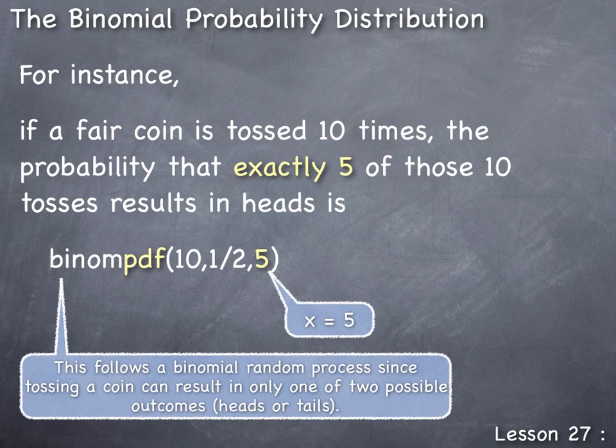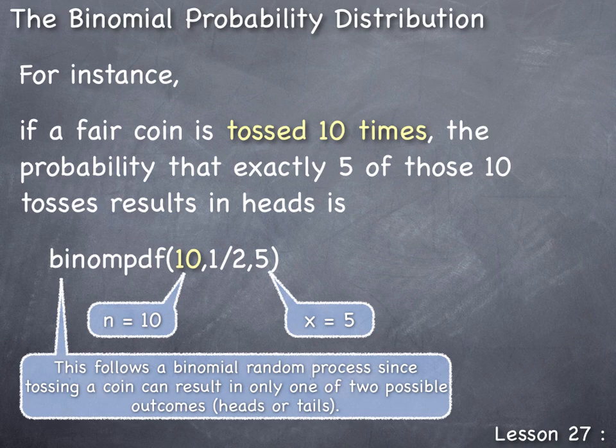The probability question is the probability that exactly 5 of those tosses results in heads. And because we're only interested in the value of the random variable x equaling 5 exactly, we use the PDF command, because the PDF calculates the probability of that one particular x value result. The first value entered into the binom PDF command is n, the total number of attempts. In this instance, the coin is tossed 10 times. So when the coin is tossed a total of 10 times, n equals 10.